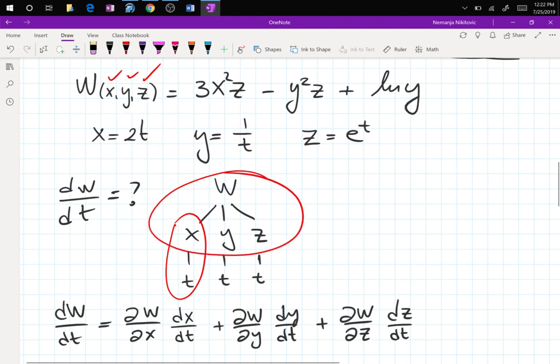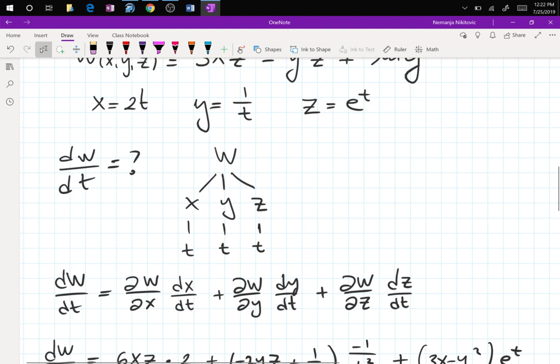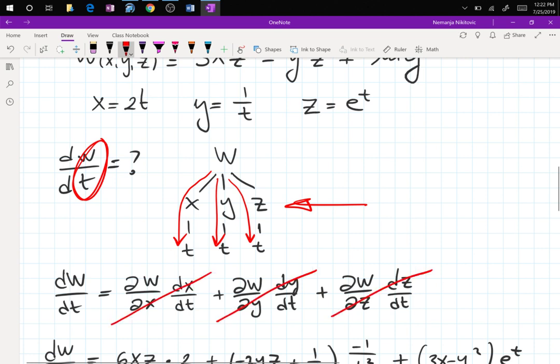So it's very important to visually be able to quickly create the tree, and once you have the tree, you follow from W to T, from W to T, and W to T. You follow all of the branches that connect W and T, because that's what you are connecting here in a derivative, W to T. Yes, you had to make a stop at X, Y, and Z along the way, but as you can see, those would cancel anyway, so you get your dW dt across the board.